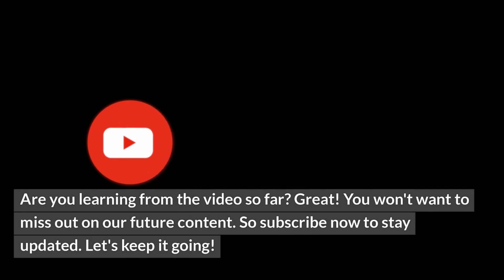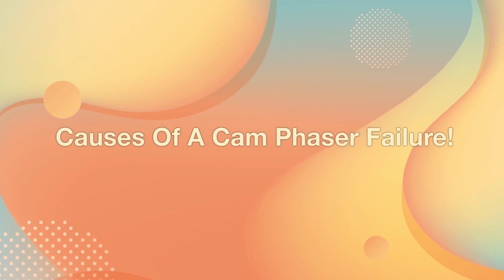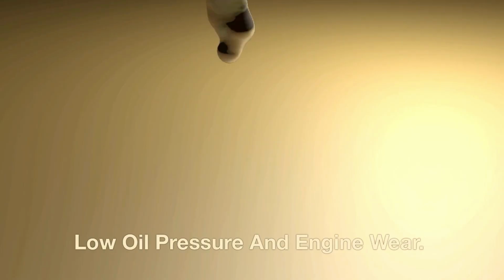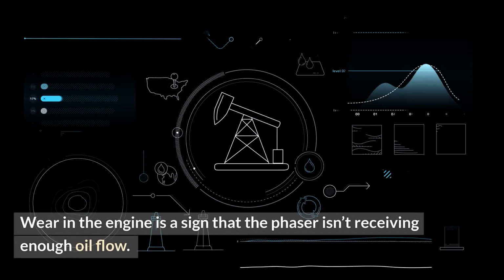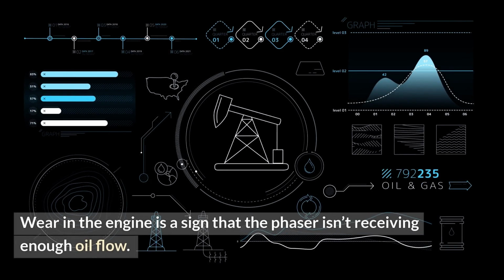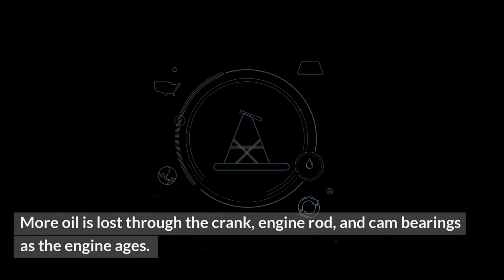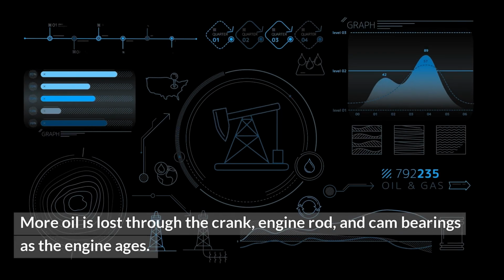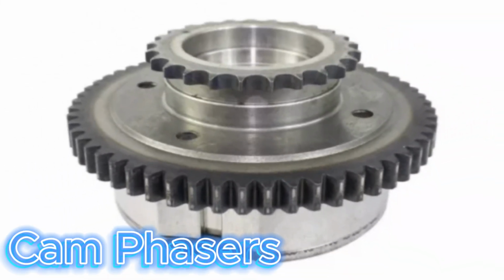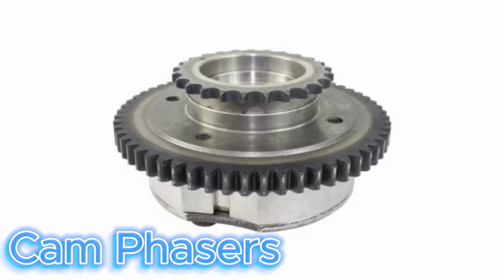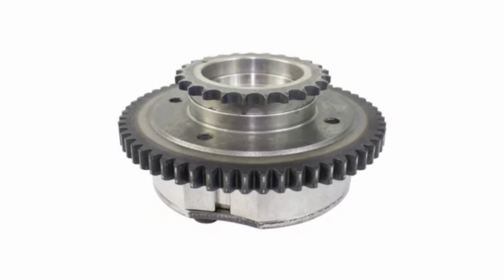Let's keep it going. Causes of a cam phaser failure. Low oil pressure and engine wear. Wear in the engine is a sign that the phaser isn't receiving enough oil flow. More oil is lost through the crank, engine rod, and cam bearings as the engine ages. The cam phasers receive insufficient oil delivery because they are the final component to receive oil.